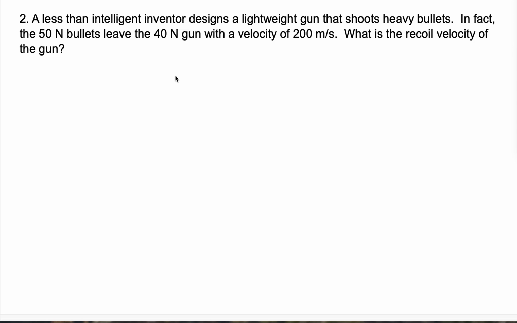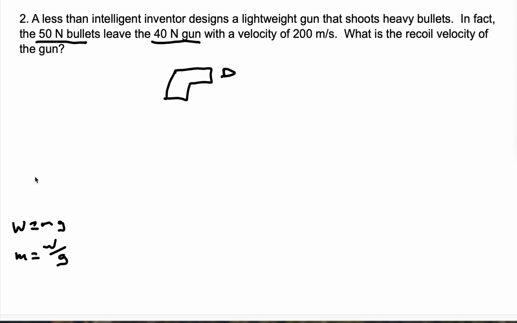number 2. All right. So in number 2, I have a gun, and it's a really, really light gun that shoots heavy bullets. Okay. So the bullets have a weight of 50 newtons, and the gun has a weight of 40 newtons. Okay. So remember, weight is not mass. Weight is mass times gravity. So mass is going to be weight divided by gravity.